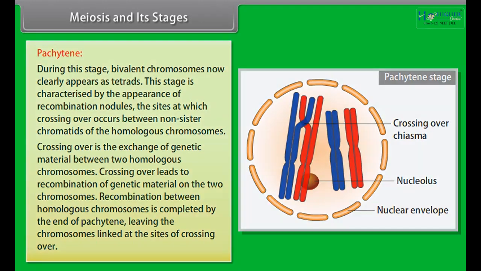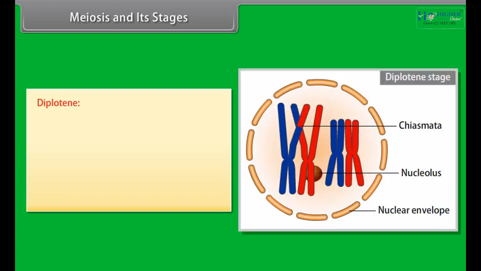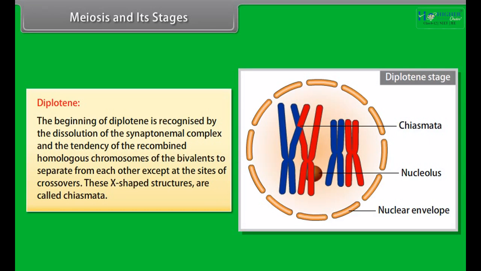Pachytene stage is followed by diplotene stage. The beginning of diplotene is recognized by the dissolution of synaptonemal complex and the tendency of the recombined homologous chromosomes of the bivalents to separate from each other except at the sites of crossovers. These X-shaped structures are called chiasmata.